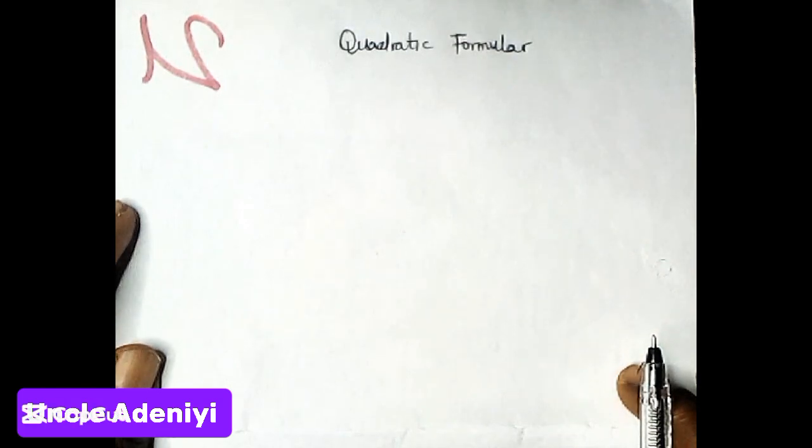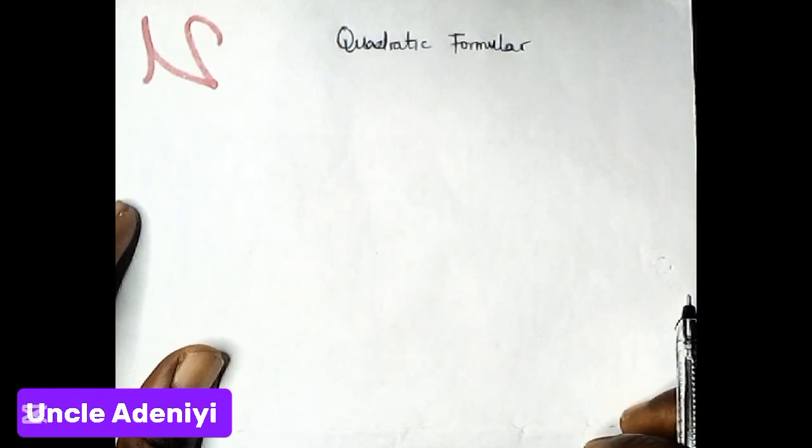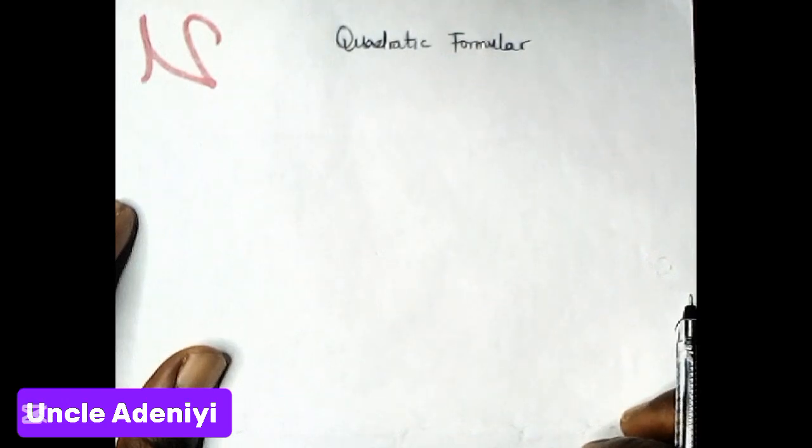Hello guys, let's move on to the last part. This one is called the quadratic formula. This one is the almighty formula. It dey work for any quadratic equation wey you wan use before. It dey work. So na almighty formula we dey call am.